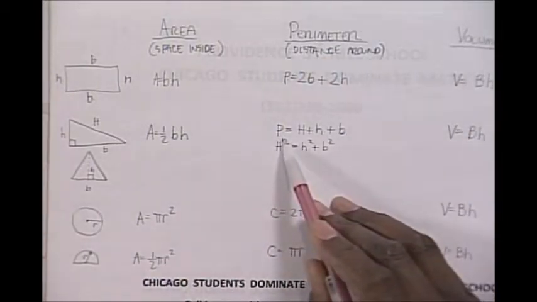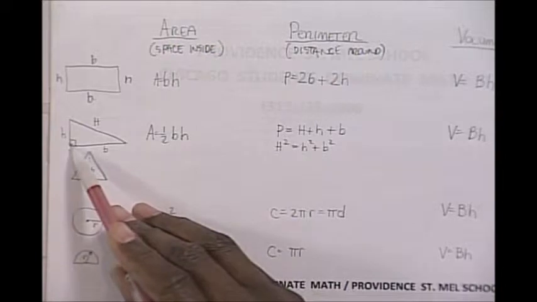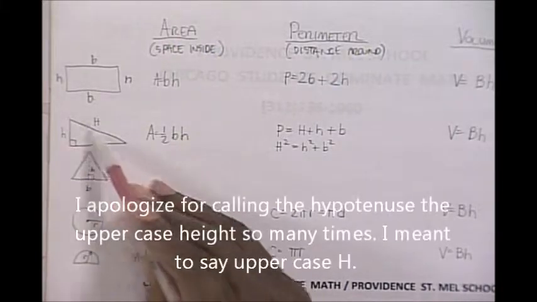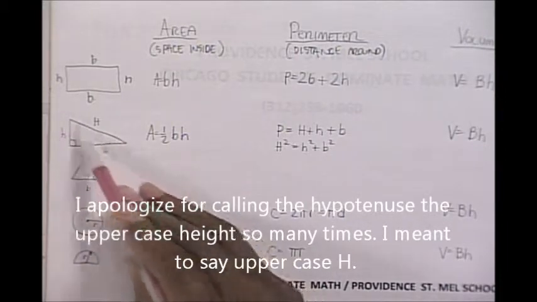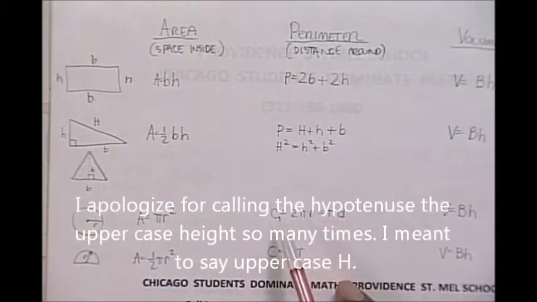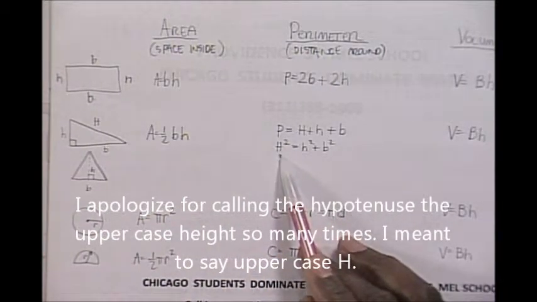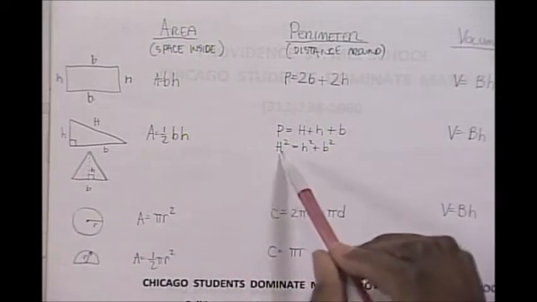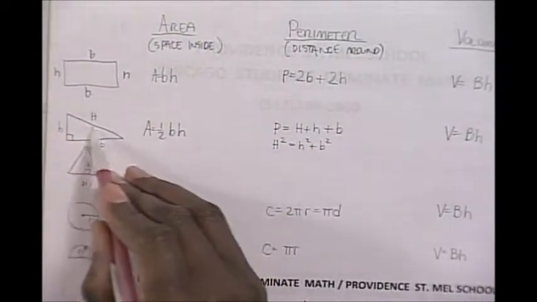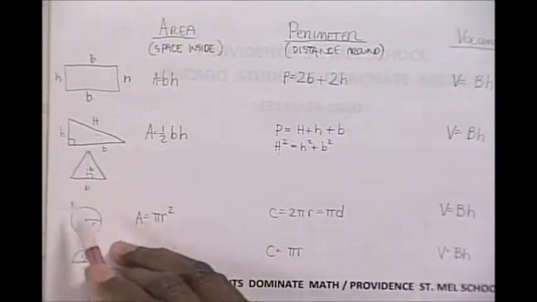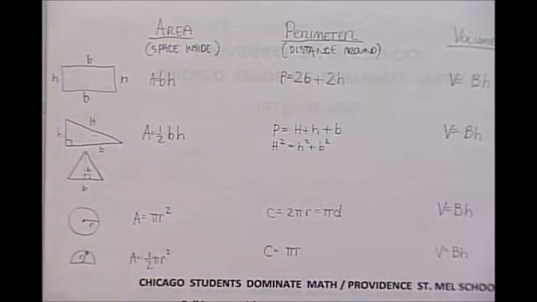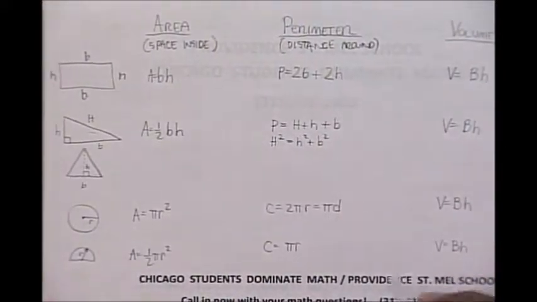Here, the perimeter, or the distance around the triangle, is the lowercase height, which is the height of the shape, plus the uppercase height, or excuse me, I didn't mean to say height, hypotenuse, plus the base, distance around. And then one way you can get that hypotenuse is called the Pythagorean theorem. We'll talk about that later as well. But one way you can get one leg of a triangle given two is using this Pythagorean theorem.